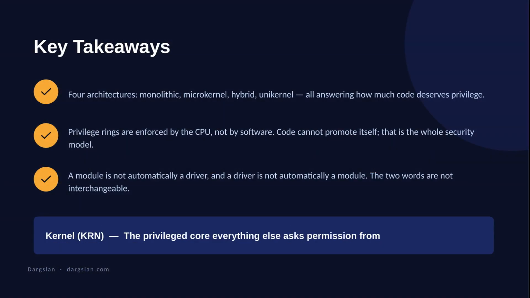So, three things worth carrying with you. First, every kernel architecture, monolithic, microkernel, hybrid, or unikernel, is really just a different answer to one question: how much code deserves full privilege? Second, those privilege boundaries are enforced by the CPU itself. Software cannot promote its own rights. And third, modules and drivers are related ideas but not the same word. Keep them distinct. The kernel is the privileged core everything else asks permission from.